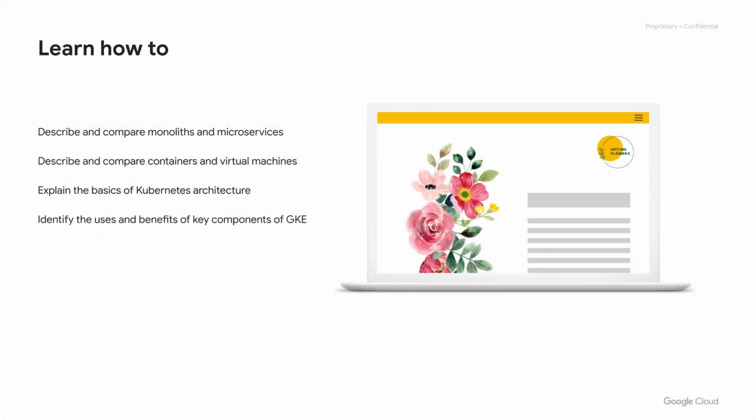You'll find out how containers in Kubernetes can help provide an effective path for migration and explore the basic components of Google Kubernetes Engine. You'll also learn how to describe and compare monoliths and microservices, as well as containers and virtual machines. You'll be able to explain the basics of Kubernetes architecture and identify uses and benefits of key components of Google Kubernetes Engine. So let's get started.